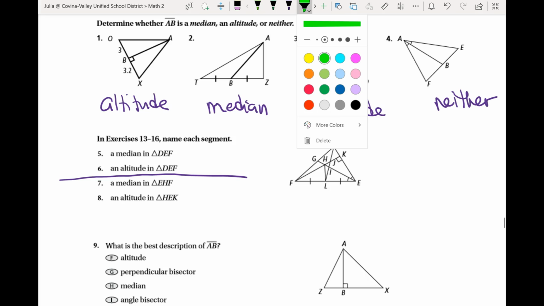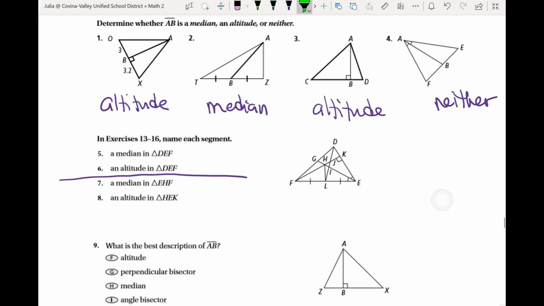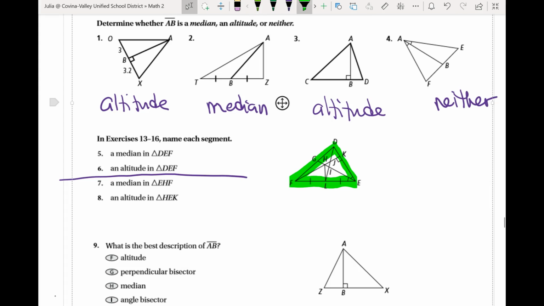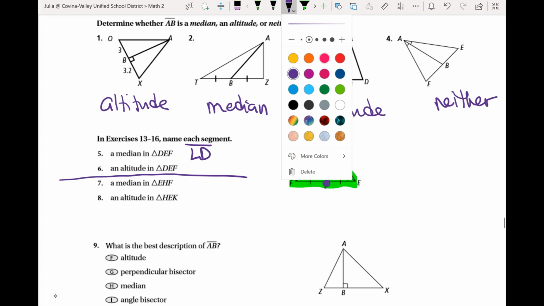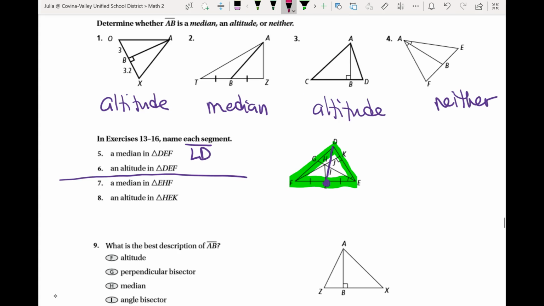So for number 5, they're talking about this triangle right here. Let me get you focused on the right parts because for number 7 it changes. They want you to deal with triangle DEF. So looking at that one only, find a median. What median would you say? LD. Good. Here's a midpoint. The 2 sides are cut in half and it goes to D. LD. What would be an altitude for that one? FK I'm hearing. K is where the right angle is, and it goes over to F. Good. FK.